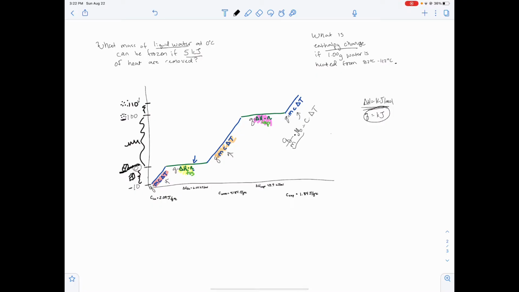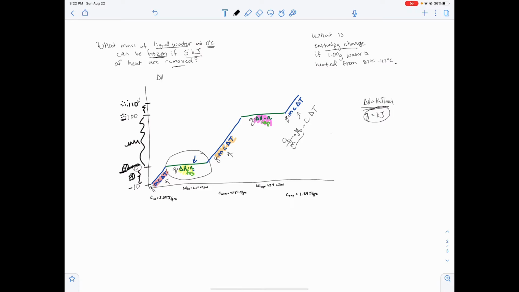We have liquid water at 0 Celsius, and we want to know how much can be frozen. So we're already at the right temperature. We just need to have it freeze. So we're going to remove some heat. So where we are on this curve is right here. And yes, you could throw it in that equation and you'd be good to go. However, there's a faster way of doing it, I think at least.